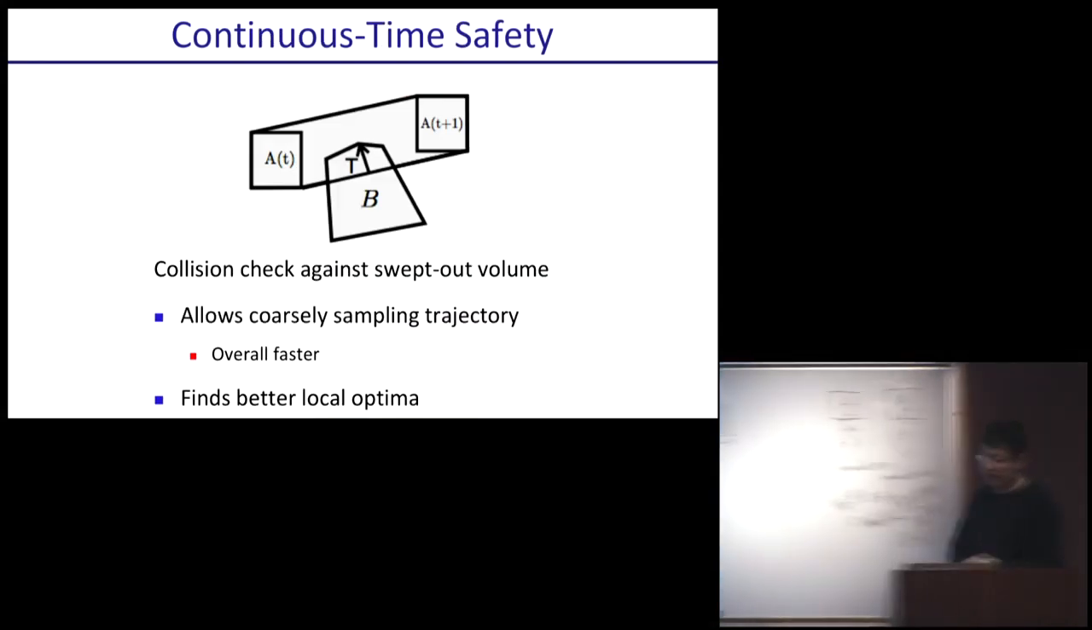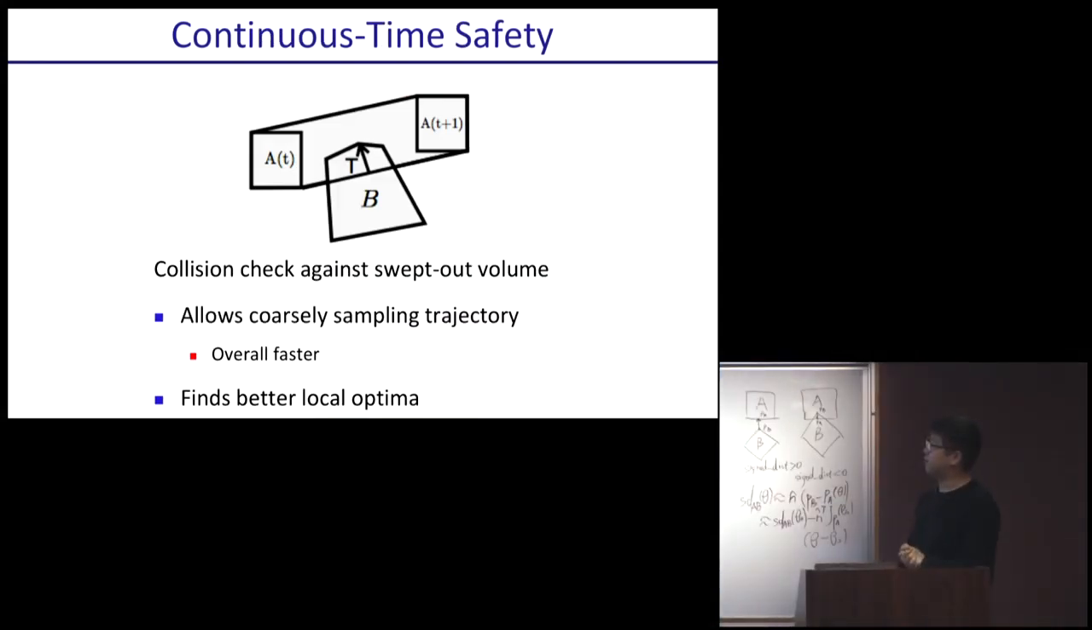Okay. So now we want to consider another thing that is continuous time safety. So what is continuous time safety? If you are controlling a robot arm, there is a volume between time steps that an arm can sweep out. For the whole swept-out volume, you don't want any collision.